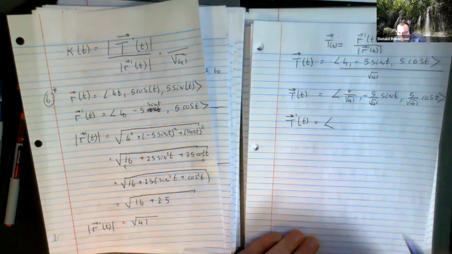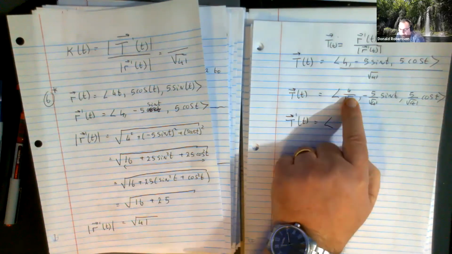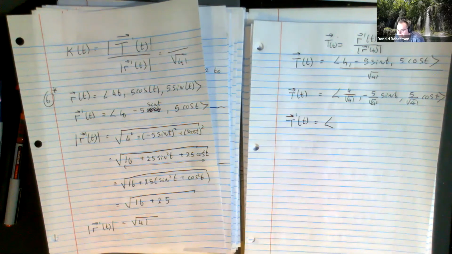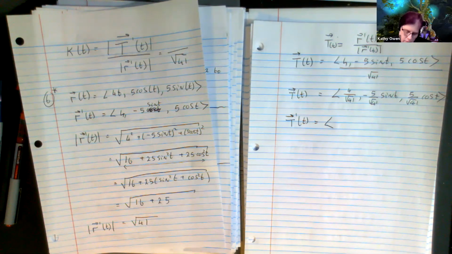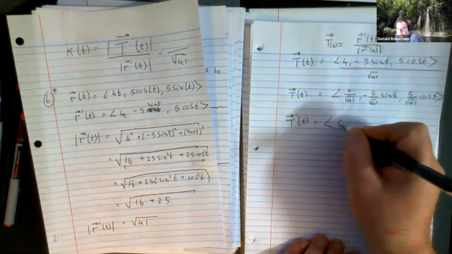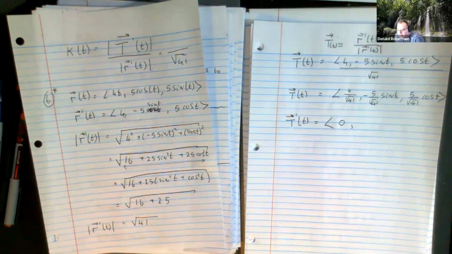What will the derivative of 4 over the square root of 41 be? Zero. I don't care what number it is. I don't even care how ugly that number is. Isn't the derivative of every number in the universe 0? Even 4 over root 41 is still 0.